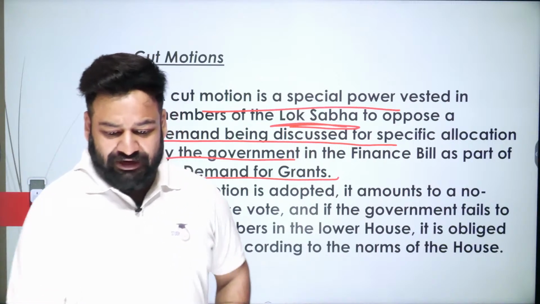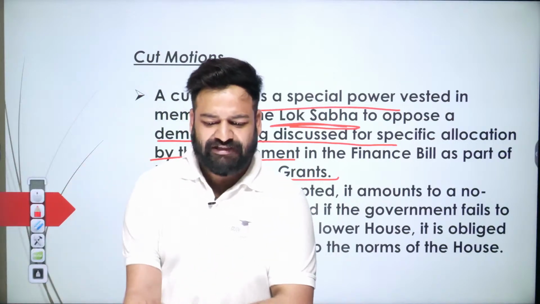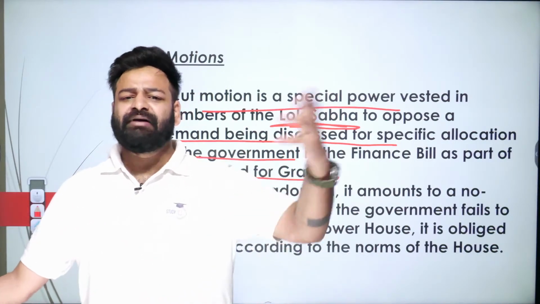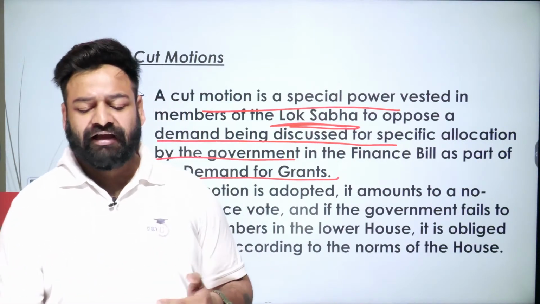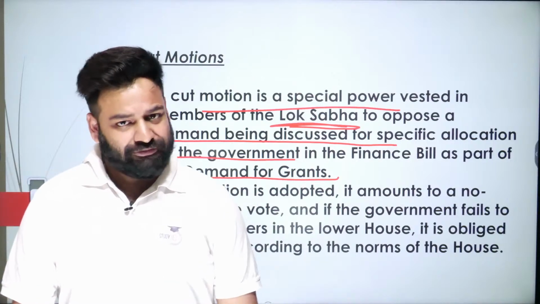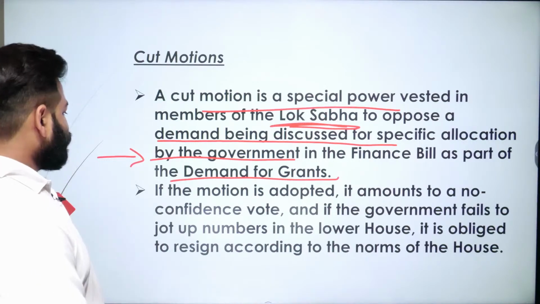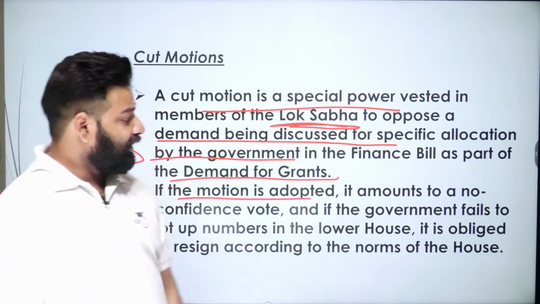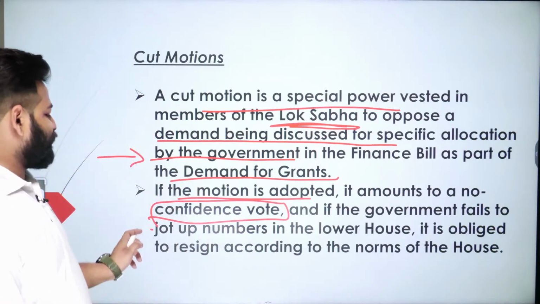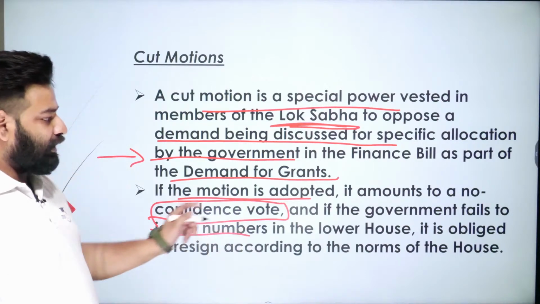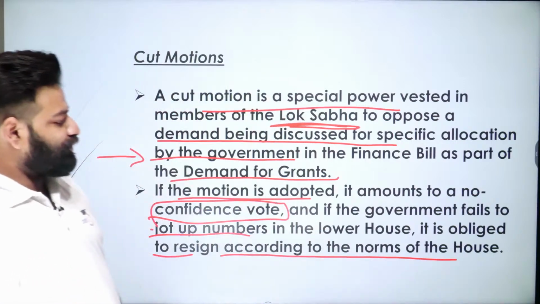So if any money has been asked by the government, and in case the members of Lok Sabha are not ready, then what can happen? They can initiate the cut motion. If the motion is adopted, it amounts to a no confidence vote. And if the government fails to muster the numbers in the lower house, that is Lok Sabha, it is obligated to resign as per the norms of the house.